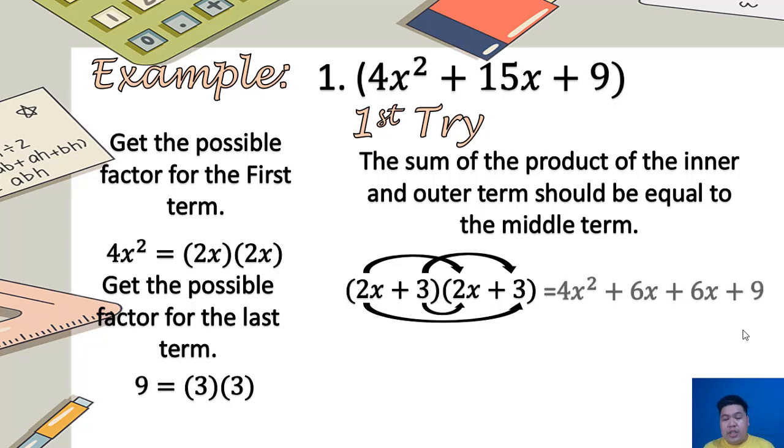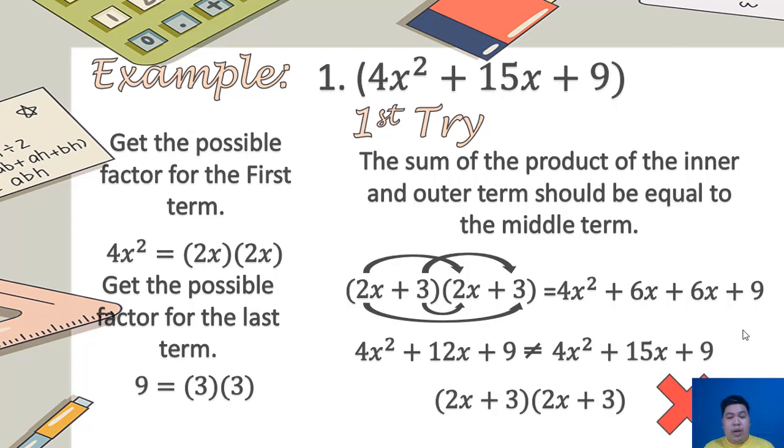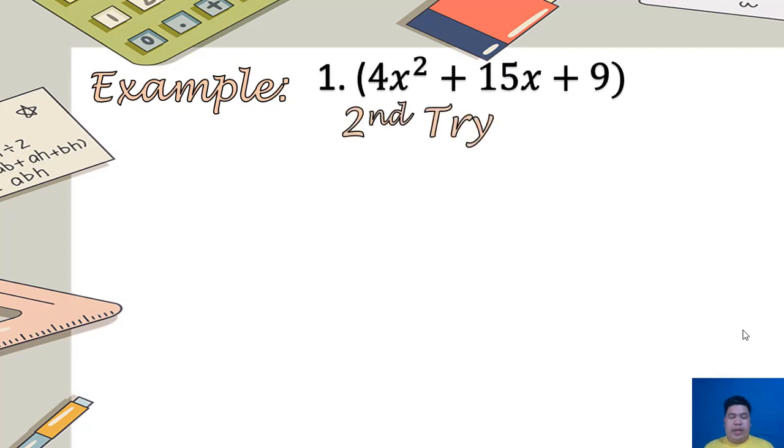Then, we will have the outcome of 4x squared plus 6x plus 6x plus 9. Here, you will see like terms, which is 6x plus 6x. So just combine the like terms. Now we will have the expression 4x squared plus 12x plus 9. You will see our product is not equal to the given, which is 4x squared plus 15x plus 9. So here, the factor 2x plus 3 times 2x plus 3 is not the factor. Now, let's try to have our second try.